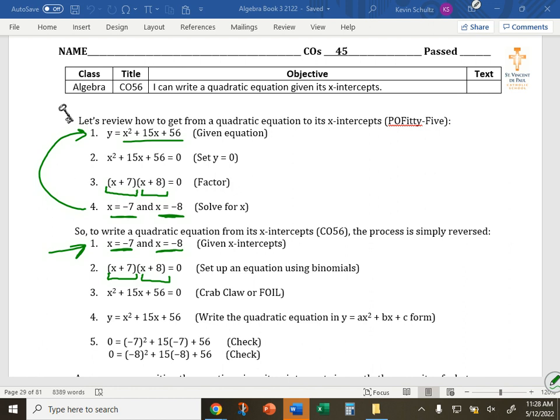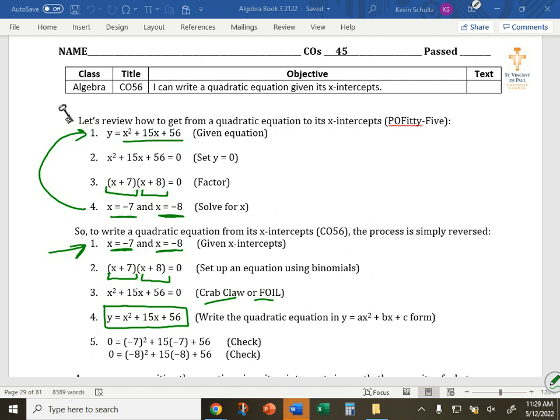Okay, so now once we get here to our parentheses, going back to the original equation, how do we get from a set of binomials to a quadratic equation to a trinomial equation? You got three options. I've listed two of them: crab claw, foil, or what else could you do? You could box it. Okay. That brings you to the original x squared plus 15x plus 56. We replace 0 with a y to make it officially a graphable quadratic equation, and we're done.